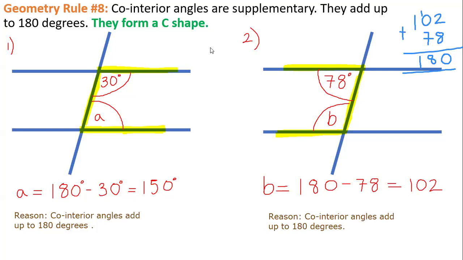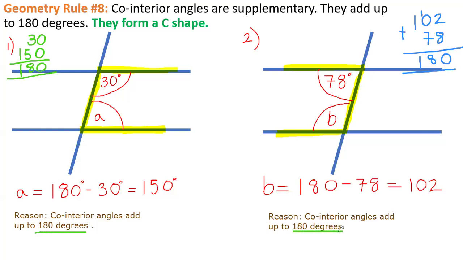Let's do it for the other one. We have 30 and 150. Let me use green. So this is going to be 30 plus 150. This is 0. 5 plus 3 is 8. 1 plus 0 is 1. So it's going to be 180. So co-interior angles add up to 180 degrees.